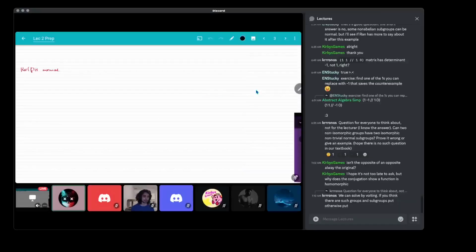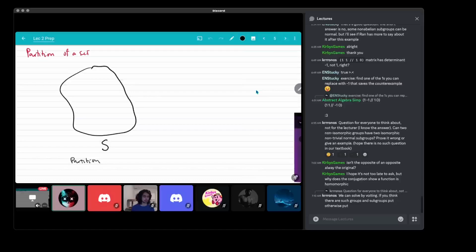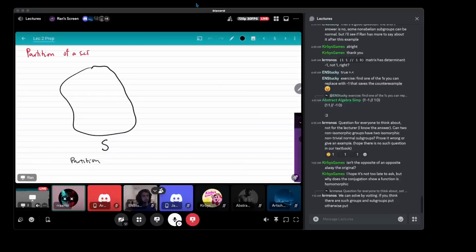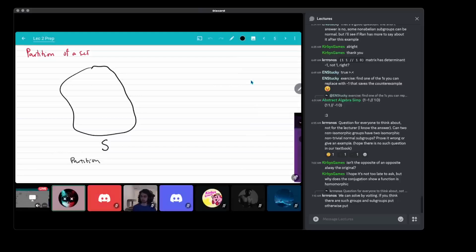Okay, so we're going to start, for the remaining 45 minutes, on sets and partitions and equivalence relations. So, first of all, what's the partition of a set? Given a set, a partition is in some way a way to classify the elements of this set.